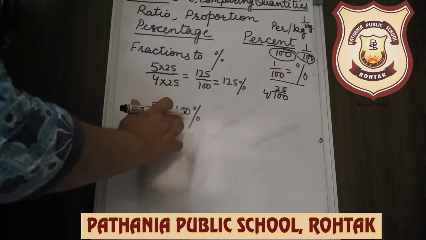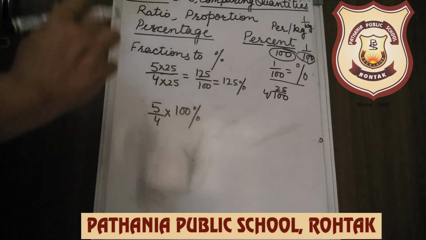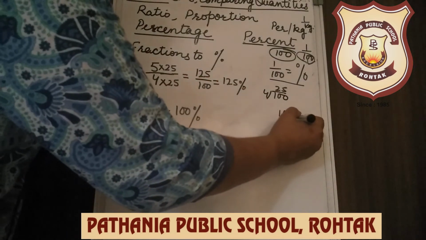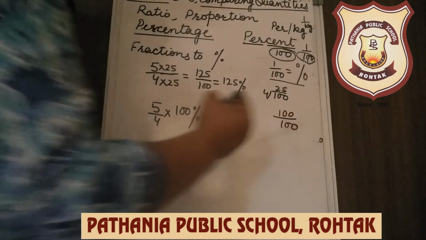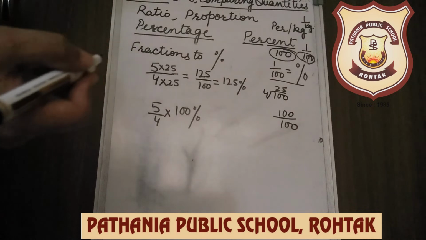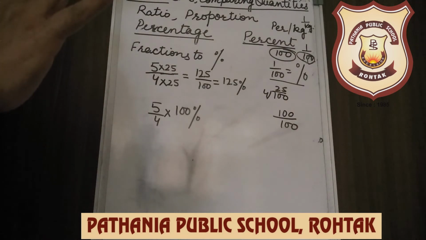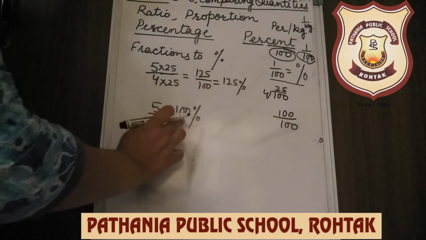Why am I taking 100%? Because this is again the same thing that you are doing, either multiply this with 100 or divide it with 100. That is your choice. I'll show you this way also and this way also.